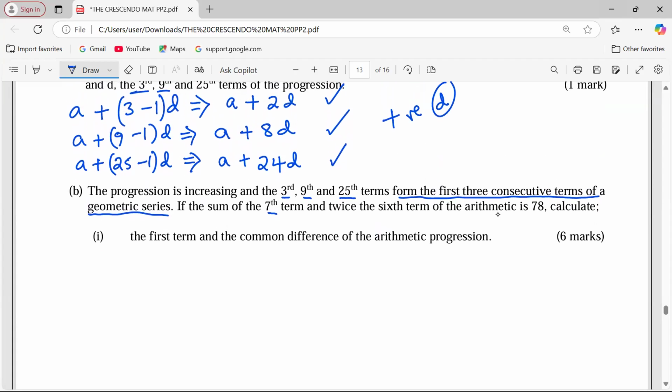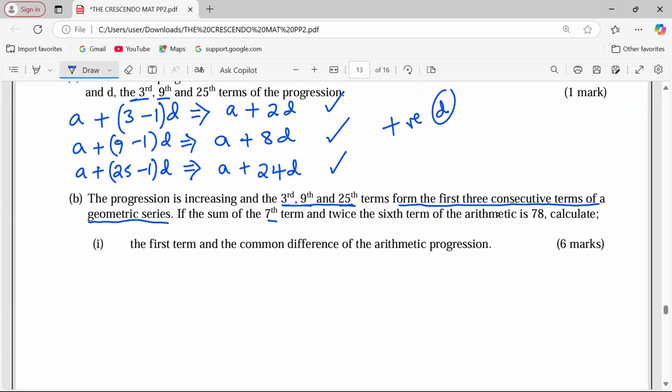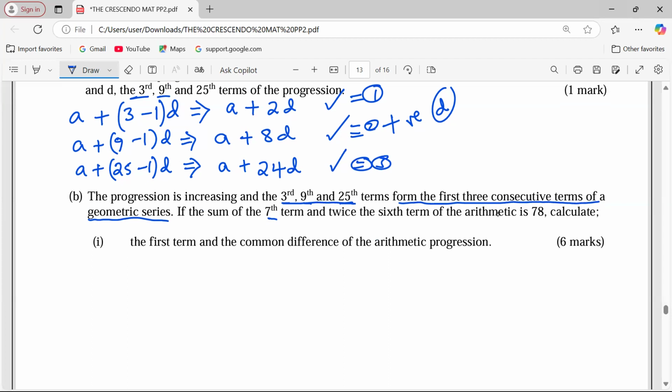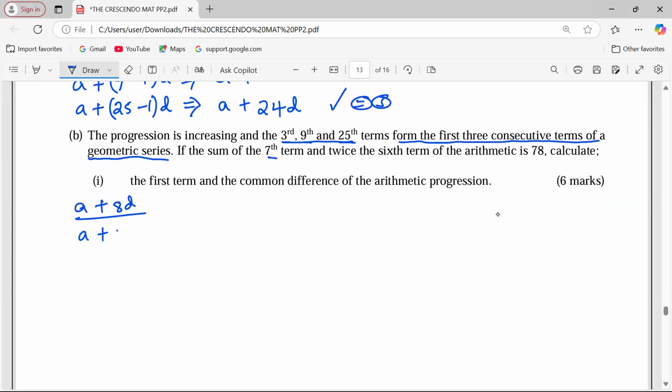So there is a lot of information here which we are supposed to interpret. One is that these 3 terms are consecutive in a geometric progression. So in case we take this as the first, this becomes the second for the progression, then this becomes the third in that particular progression. So we will say now, in case we take the second term, which is A plus 8D, then we divide by the first one, which is A plus 2D, we're supposed to get the same as when we take the third, divided by the second.